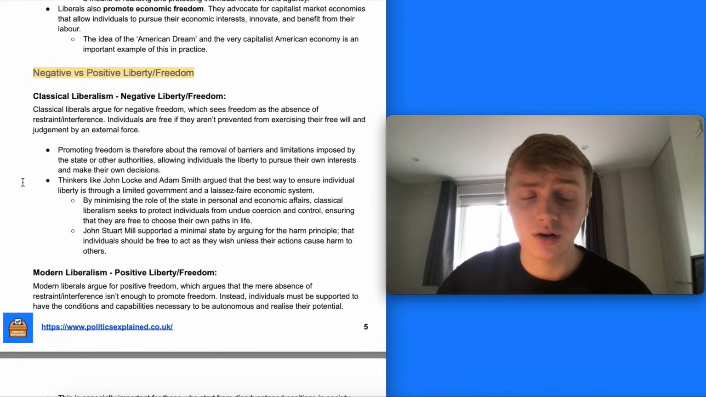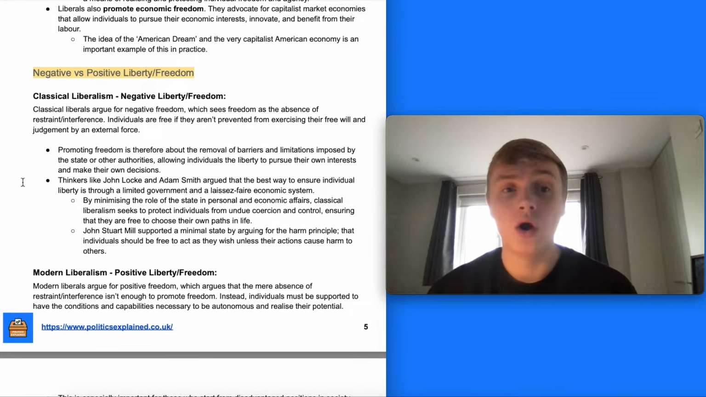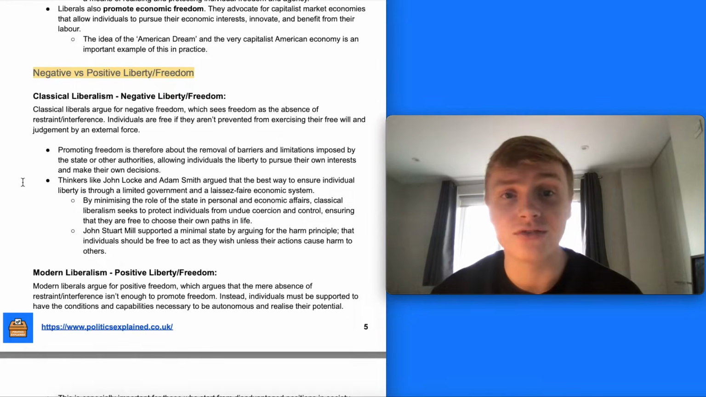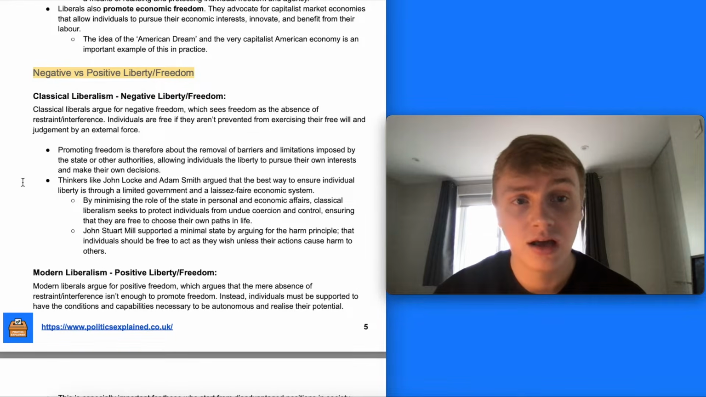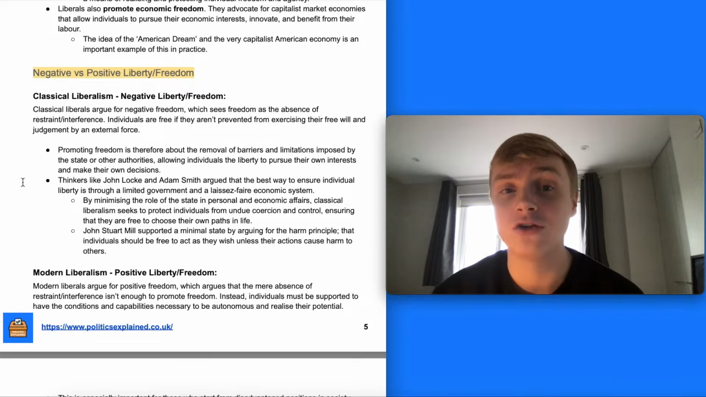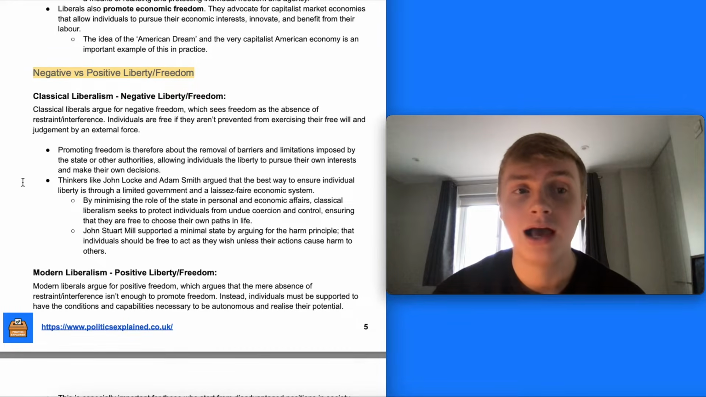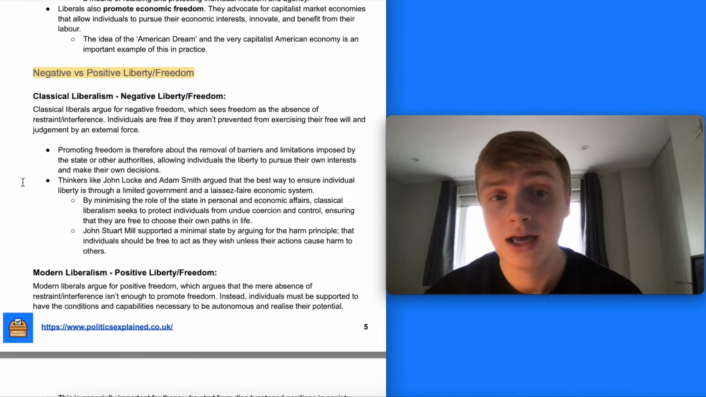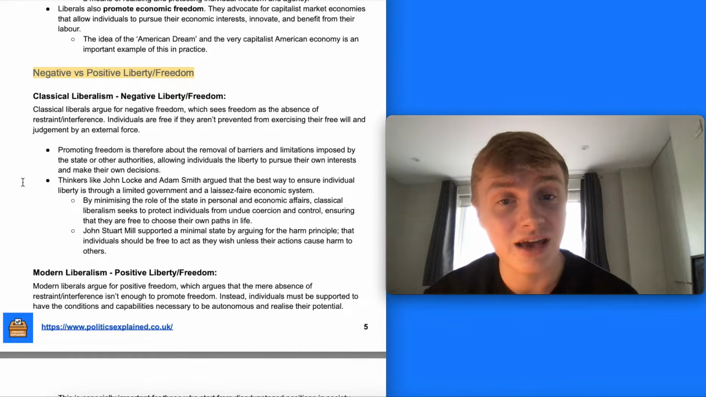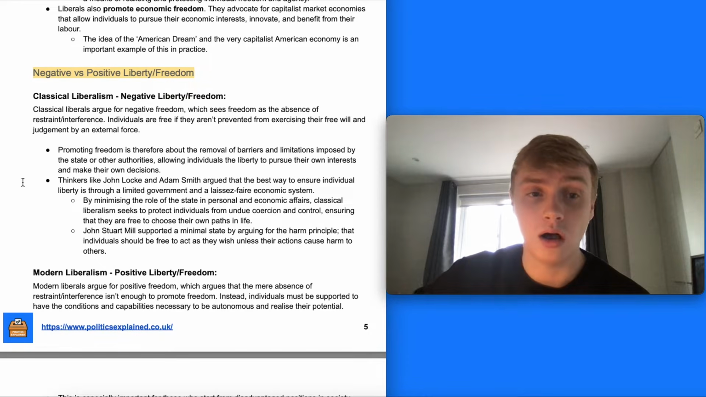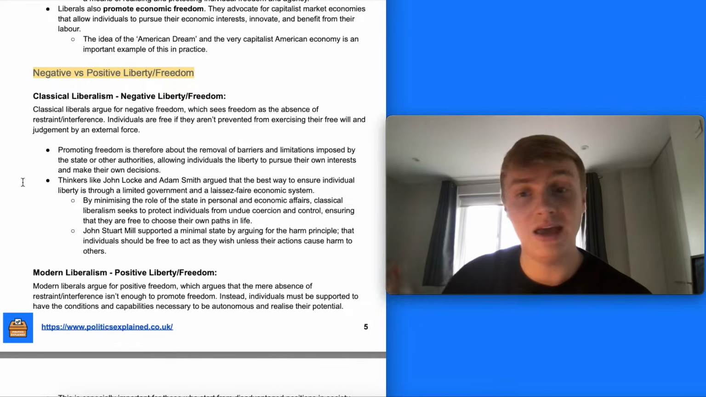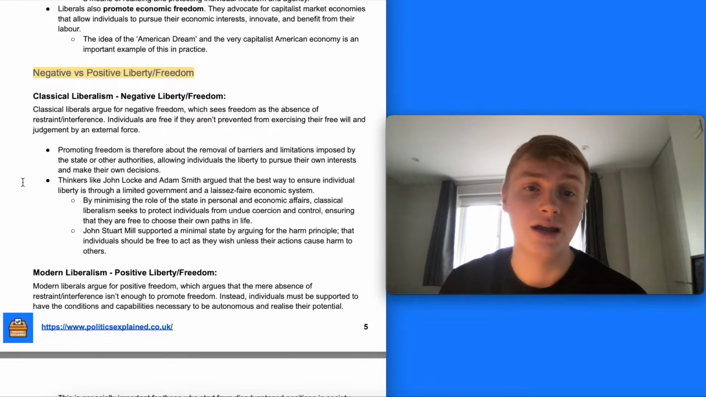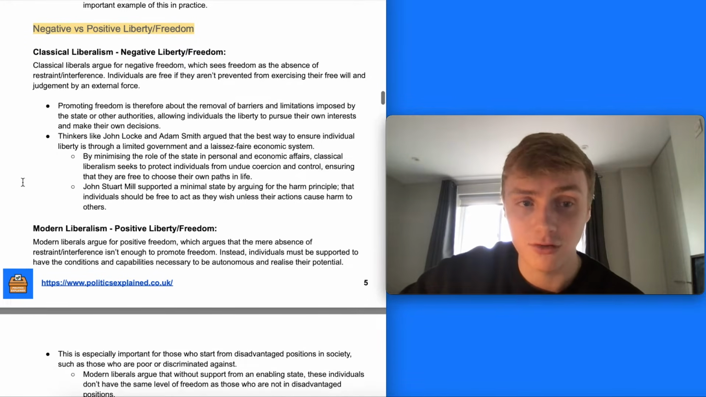So classical liberals, as we've mentioned in this video, advocate for negative freedom. This sees freedom as the absence of restraint or interference, and sees individuals as free if they're not prevented from exercising their free will and judgment by an external force. So promoting freedom is therefore about the removal of barriers and limitations imposed by the state or other authorities. If the state's not interfering with you, then you're free, and you can pursue your own interests and make your own decisions.